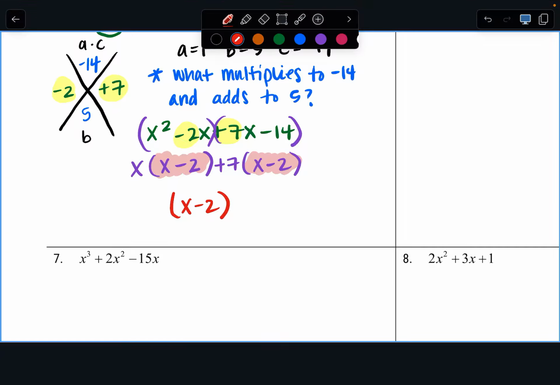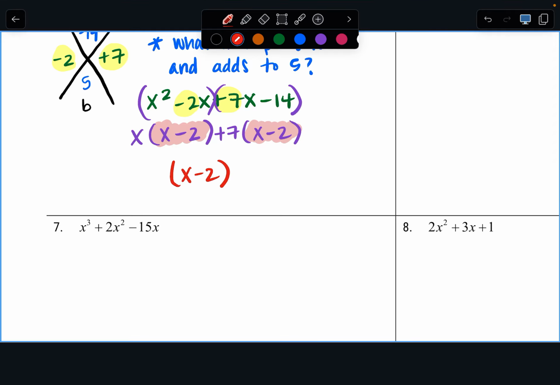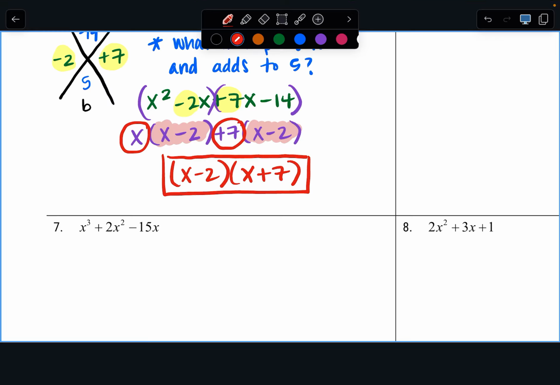Okay. We are getting there. The last factor, because there should be two factors, comes from the two GCFs you pulled out. X plus 7. That is our final answer.